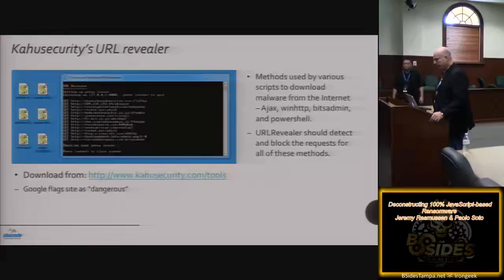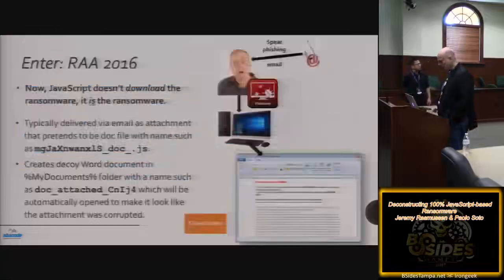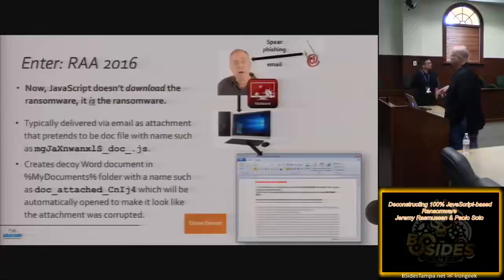Kahuna found out that different variants of this Locky.js malware were using AJAX, HTTP, BITSAdmin, and PowerShell to pull stuff down off of command and control sites. A URL revealer should be able to detect and block any of those request methods and deobfuscate them. All right, so that was Locky.js.